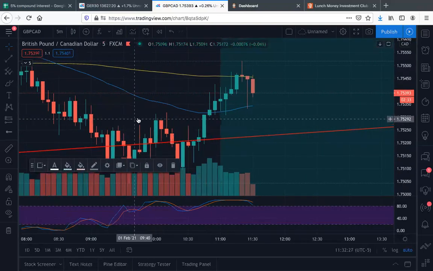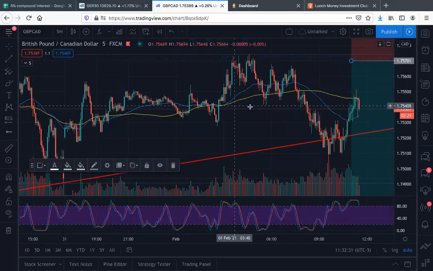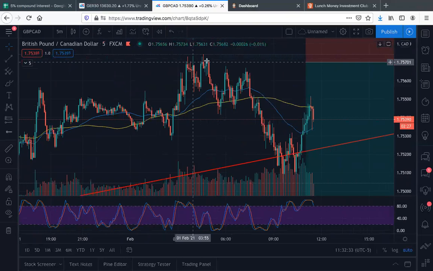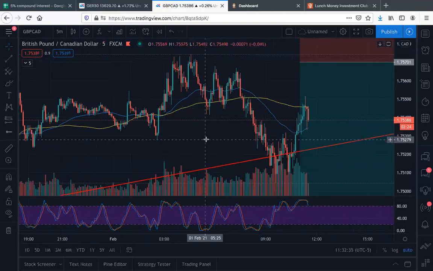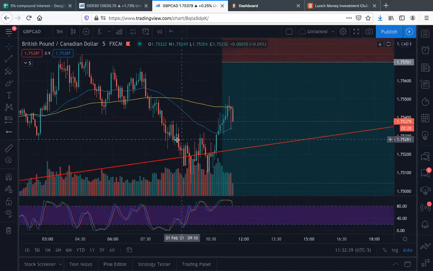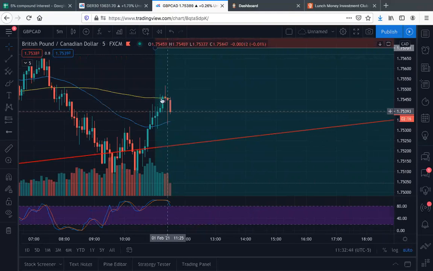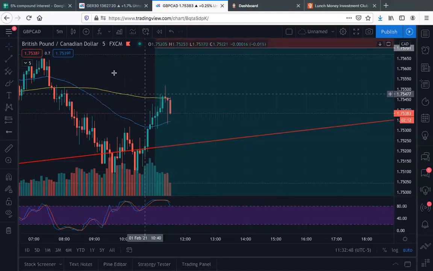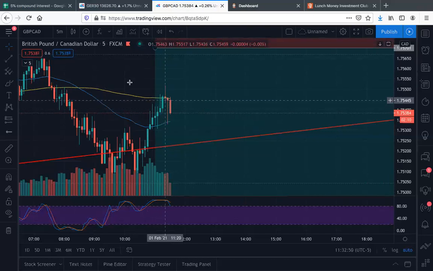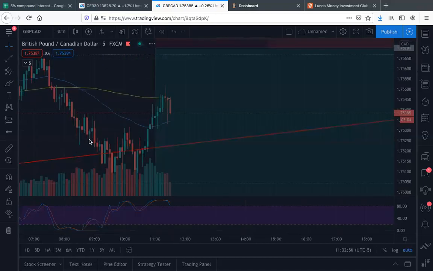On the 5-minute, we're getting rejection from the 100 period moving average. So we're coming off of a double top, another double top. We see that these double tops are well in play here. We got a lot of rejection off of that 100 period moving average. This could be a star pattern on the bigger time frame.